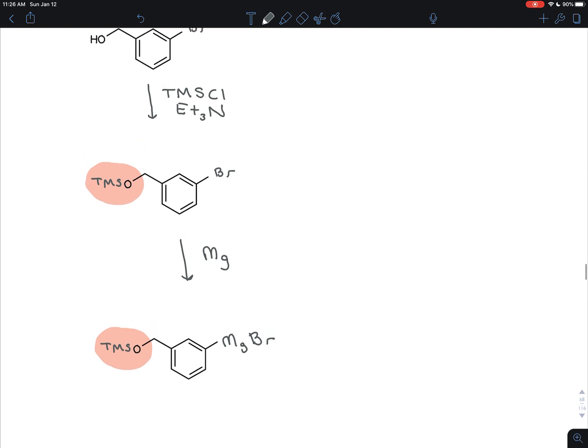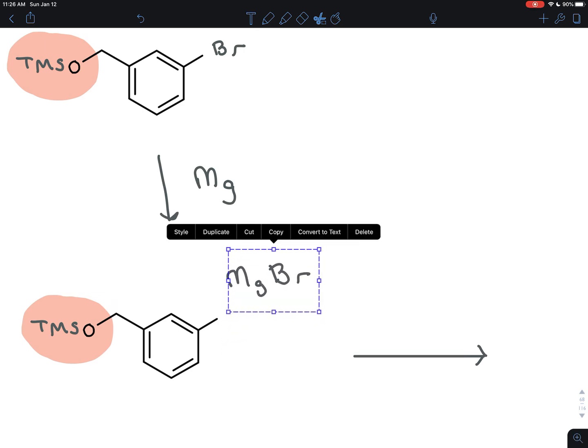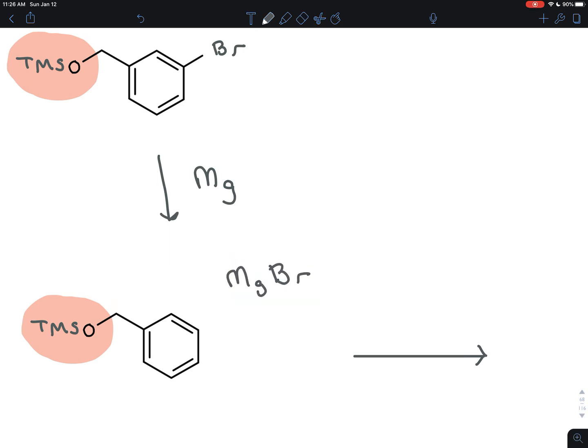And now we can do the Grignard reaction. So we can have this carbon nucleophile, right? This carbon now is a nucleophile. Really, if you wanted to think about what that looks like from the perspective of a mechanism, that bond is almost completely ionic, so that the carbon here would have a full negative charge, and the magnesium would have a full positive charge.